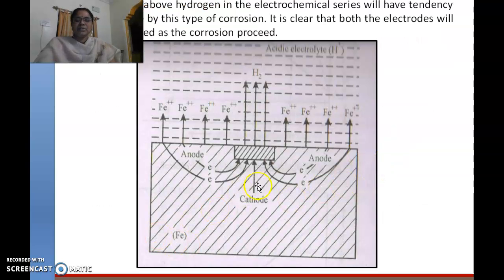This is the diagram. Imagine this square part is a large piece of iron. This is a large anode, and only some part acts as a cathode, where these H plus ions are present. Being a large anodic part, iron loses Fe2 plus ions like this. The H plus ions accept these electrons and form H2.